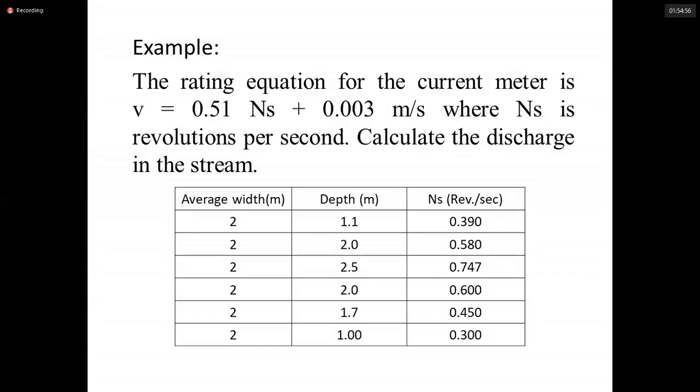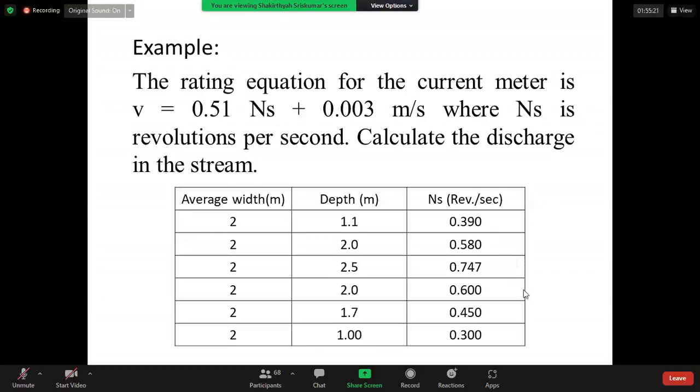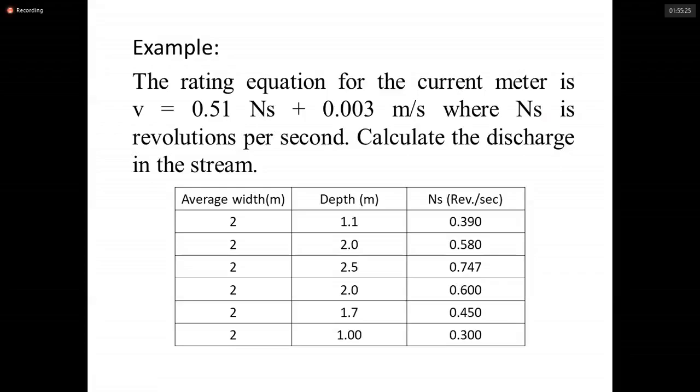So this is the real situation. From the current meter, you can get the ns value. So how can you calculate your velocity? You have to substitute this 0.39 here and calculate the velocity for this portion. Likewise, separately, you have to substitute each value and get the velocity value.